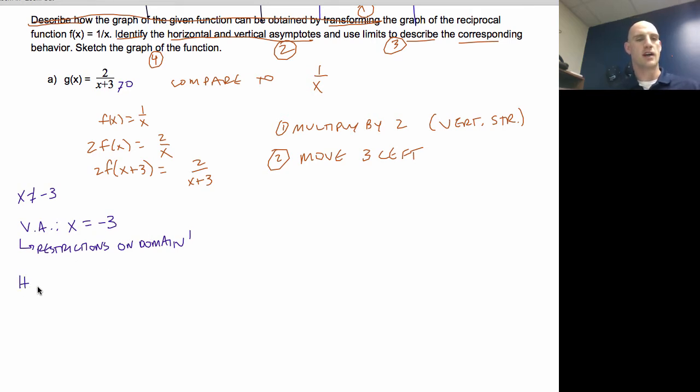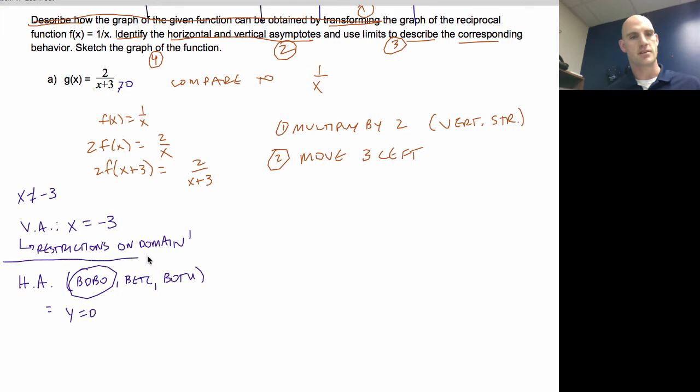For my horizontal asymptotes, remember that's BOBO, BOTN, EATS DC, but we're going to find another little wrinkle on this principle in this section. So if I look at the degrees, I'm going to compare the degree of the numerator to the denominator. Well, I have bigger on bottom, so that means y equals 0 is an asymptote there.